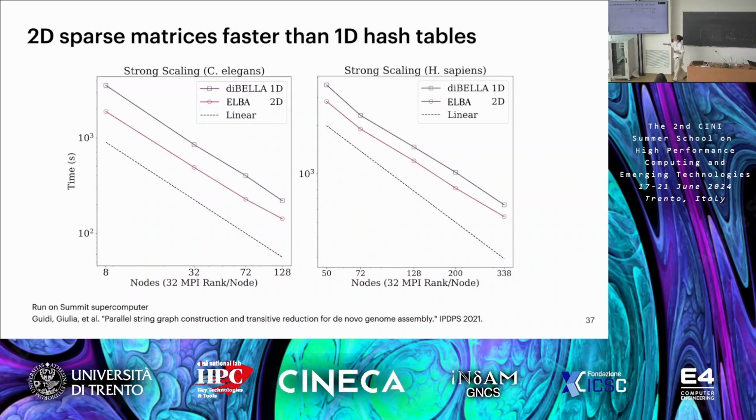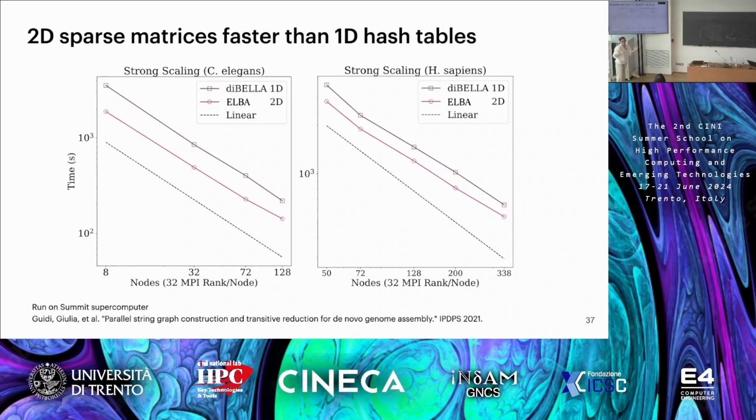And here is a comparison between ALBA, which is what I was talking about with matrices, and Dibella 1D. Dibella 1D is also something that we implemented, and this is just overlay detection, the part that we talk about today. Dibella 1D implements that using distributed hash tables. There are three things that I would like you to take away from this plot.